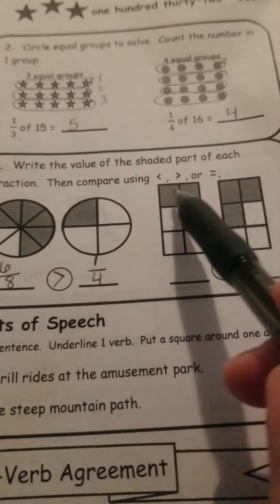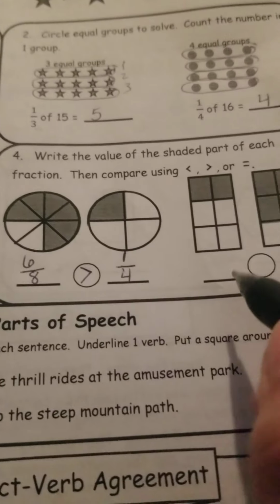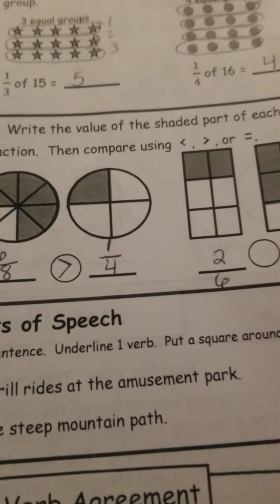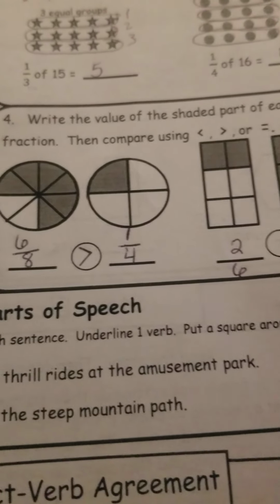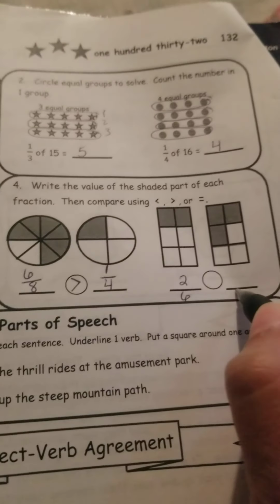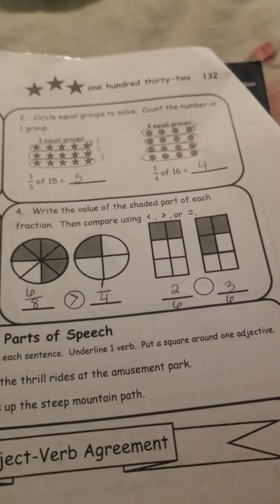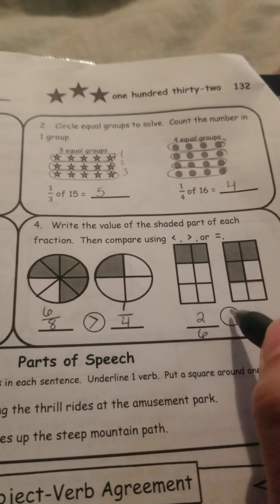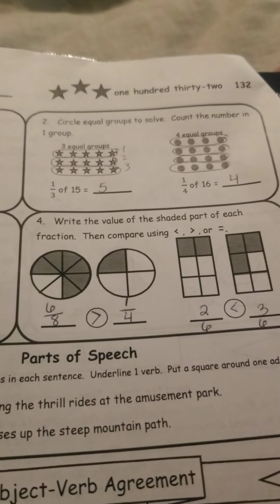Okay, over here we have 1, 2, 3, 4, 5, 6 parts total, and 2 are shaded. And then we have 1, 2, 3, 4, 5, 6 total, and 3 are shaded. So if you compare the two fractions, you can see that 3/6 is bigger than 2/6. Okay.